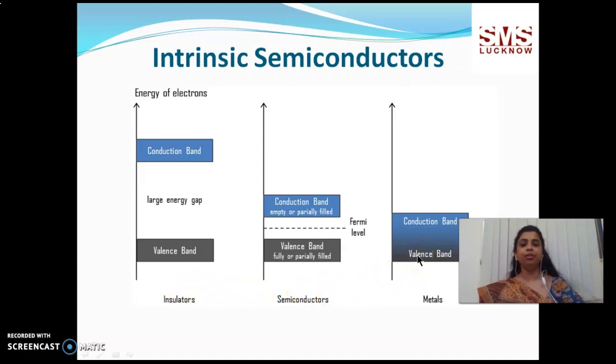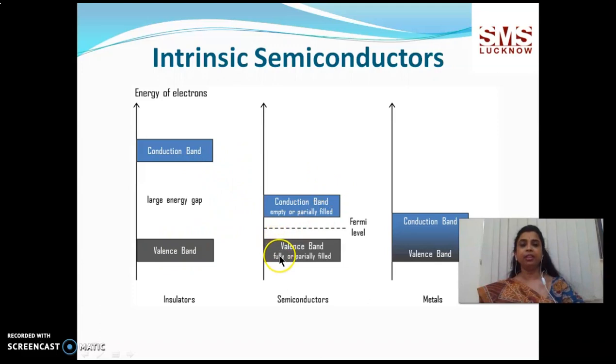Metals have no energy gap between the valence and conduction band, and therefore electrons can easily jump from the valence to the conduction band. In insulators, we see that there is a large energy gap between the valence and conduction band, and therefore movement of electrons from the valence to the conduction band becomes quite difficult.